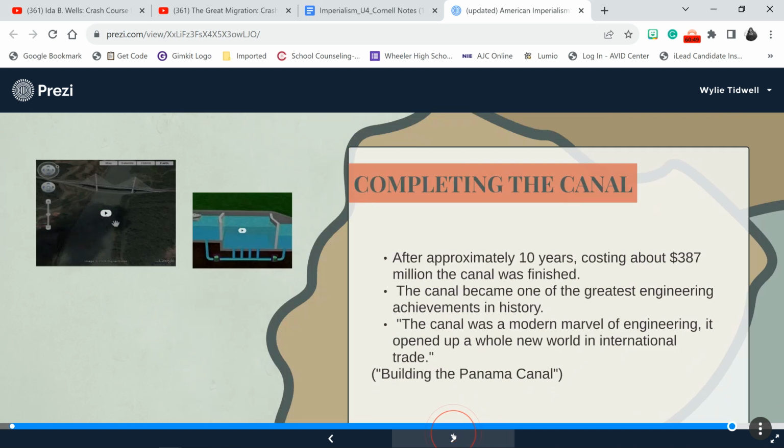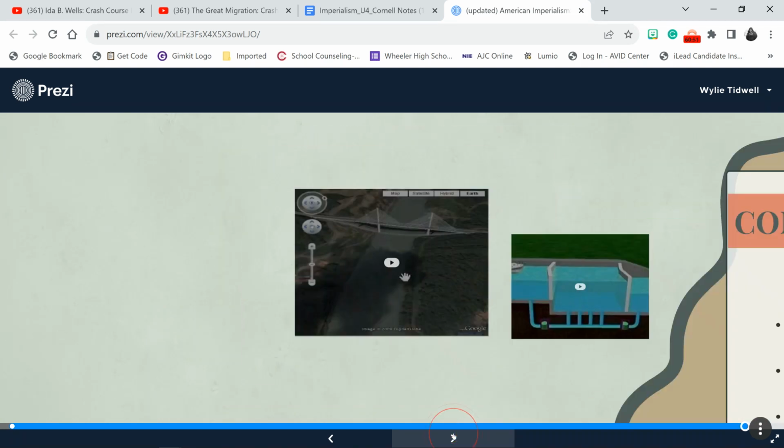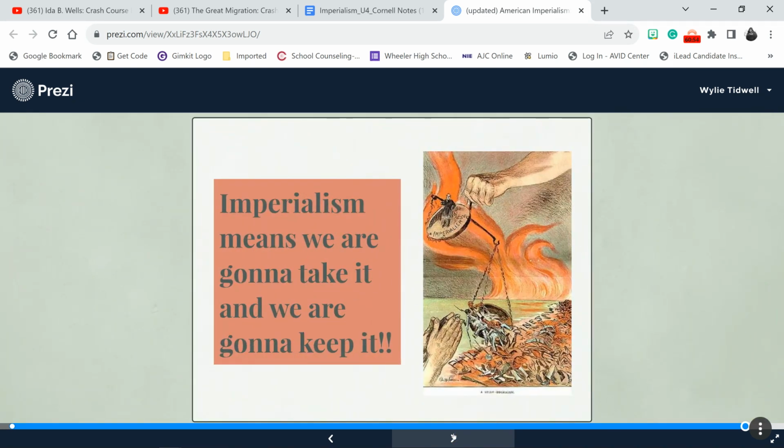Because this is more so about completing the canal. This is when we just talk about what the canal does. All right. In a nutshell, can I get someone to read this last point? Gotham, go ahead. Y'all got it? That's what it means.